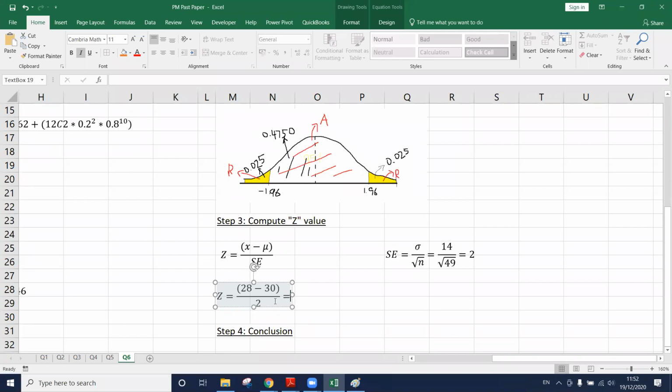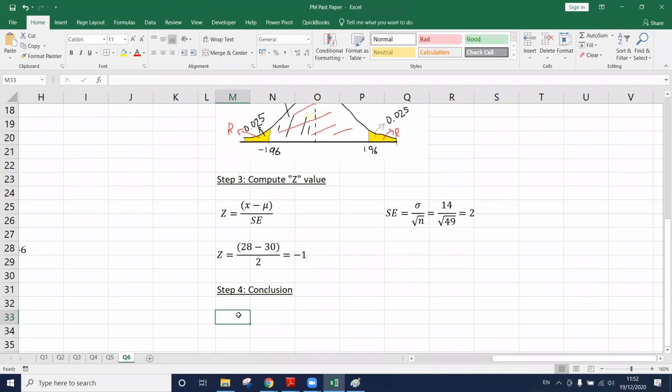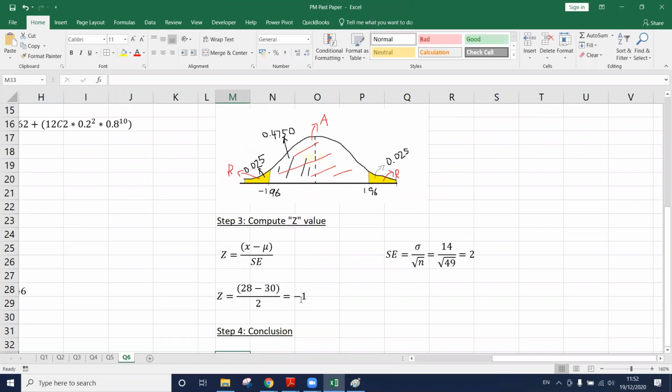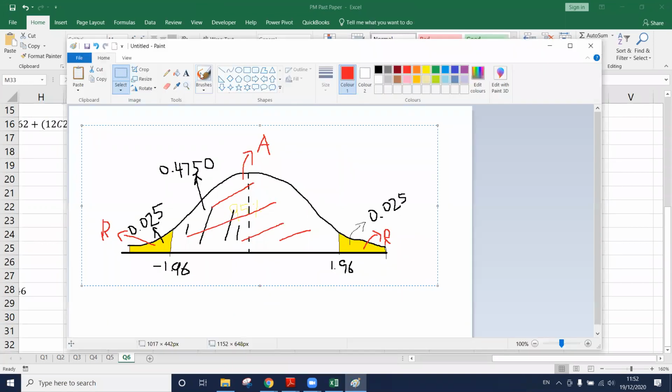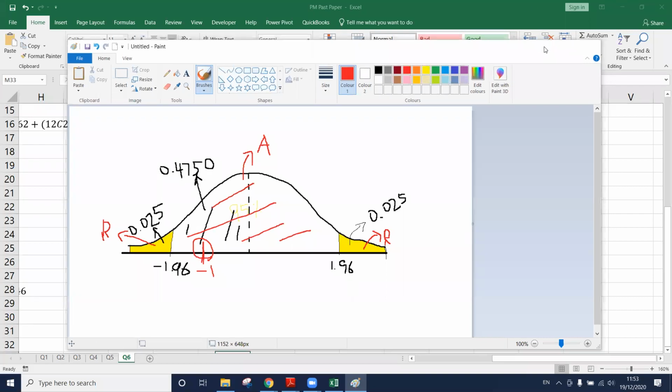Now, 28 minus 30 is minus 2, minus 2 over 2 is minus 1. So what should be our conclusion? If we put minus 1 into this graph, the value of minus 1 is somewhere here. Is it in our acceptance region or the rejection region? This z value, minus 1, is in our acceptance region.